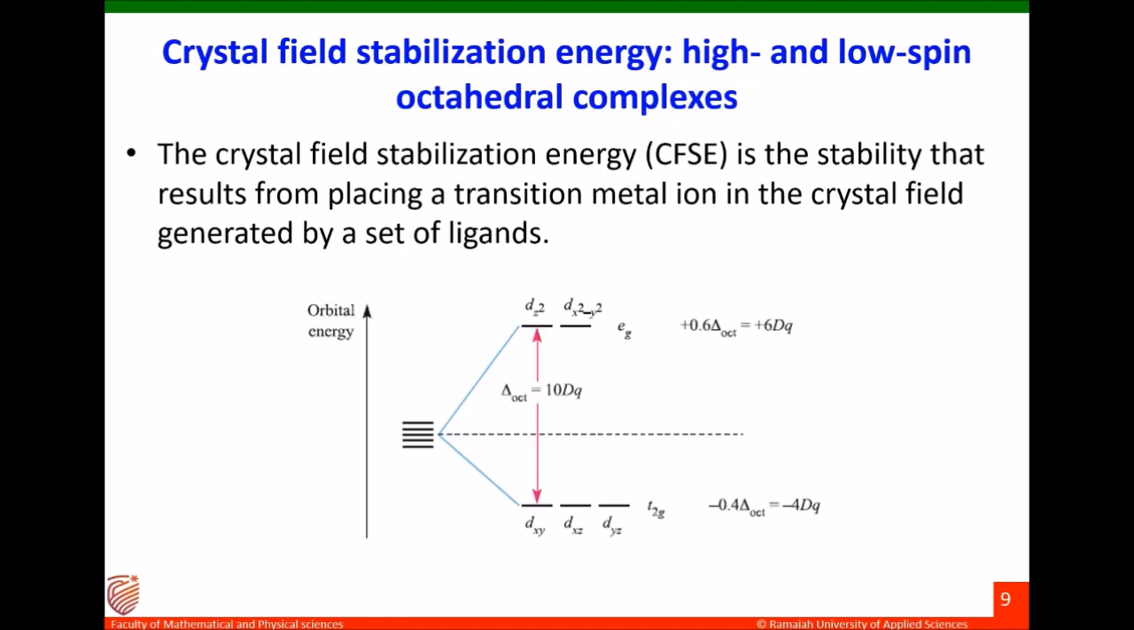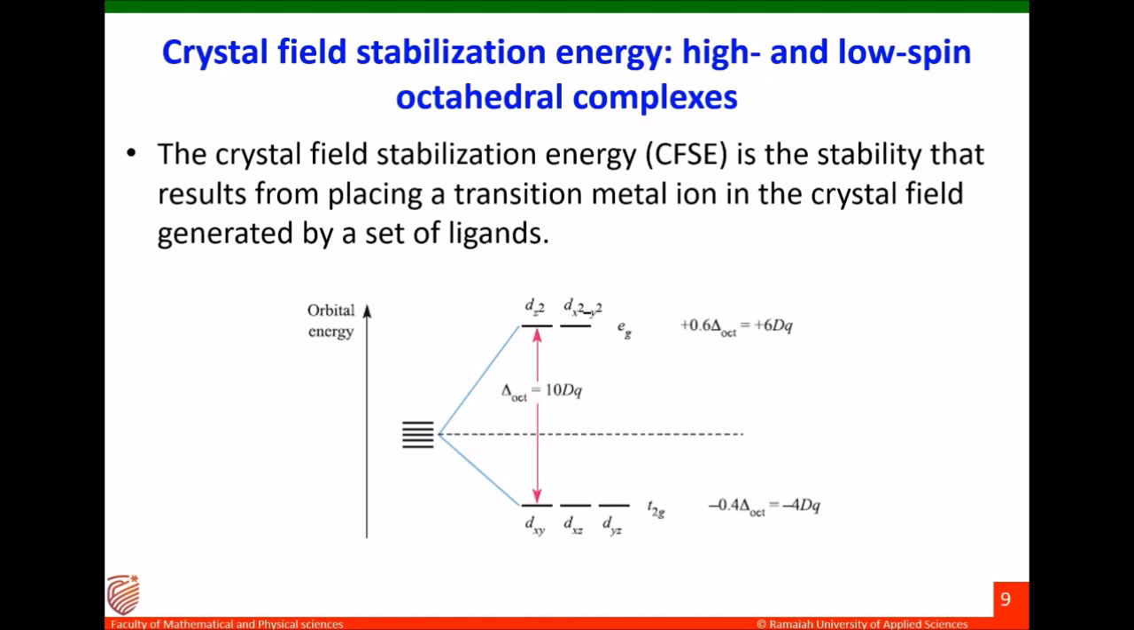The line that you can see here, the dotted line, is known as the barycenter. From the barycenter to the T2g orbital, the energy value is minus 0.4 delta octahedral, and from the barycenter to the Eg orbital, the energy we can put as plus 0.6 delta octahedral.